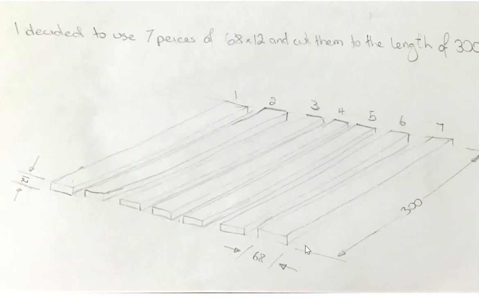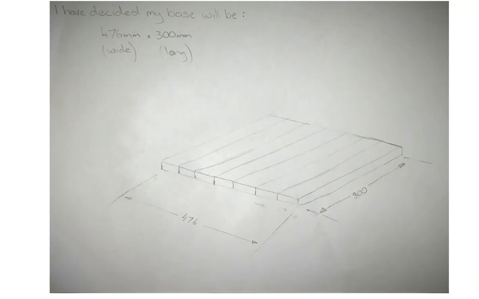This is a further example, okay? So there's 68 mil wide, 300 long, and they're all 12 millimeters in thickness. And this person will need 7 pieces of 68 by 12 to get the width that is required. I'm sorry, that should be 300, but it's just cut out of the screen. Now going back to this drawing, this is just the base. So it's 300 long. It's 476 wide.